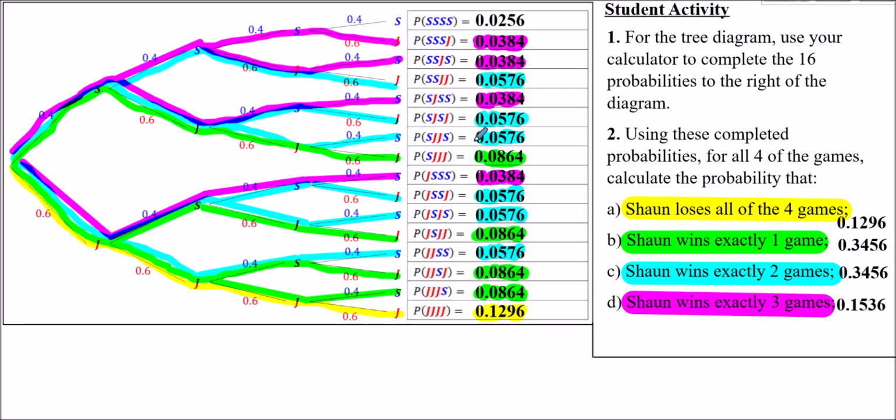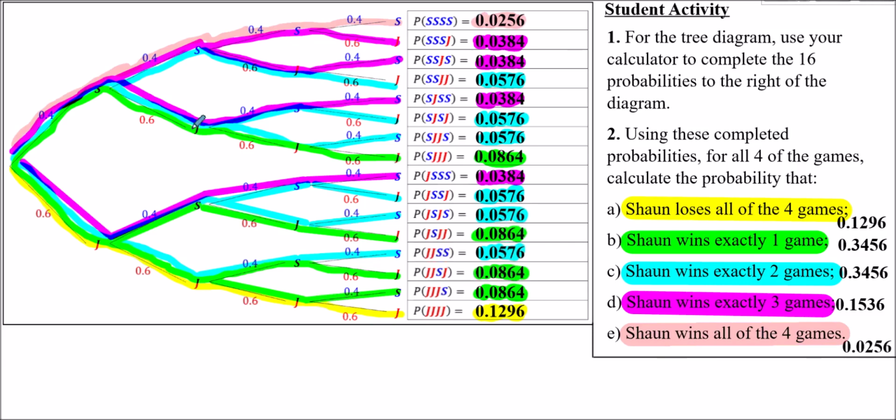0.1536. And finally, last but not least, the chance of Sean winning all of the 4 games, just one way of that happening, which is just this very top branch here. So if I highlight this in a pretty pink colour, you can see that that's a 0.0256 chance of happening.